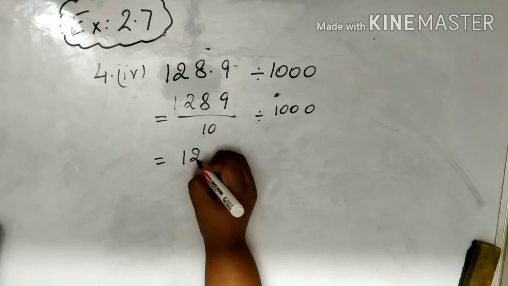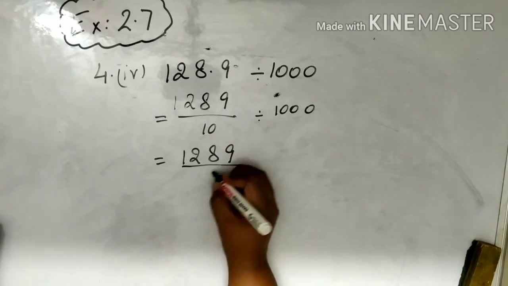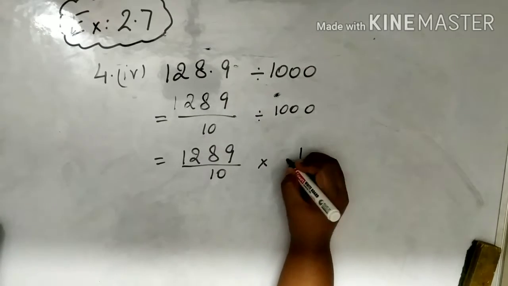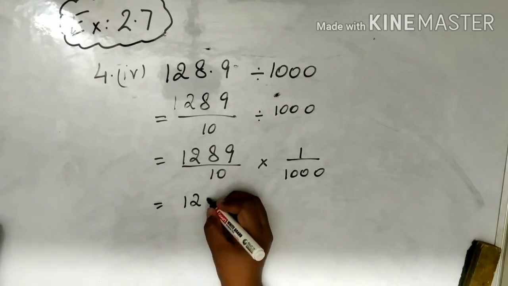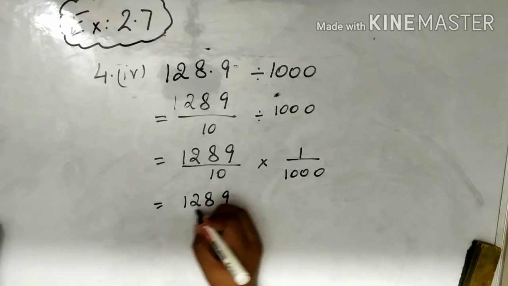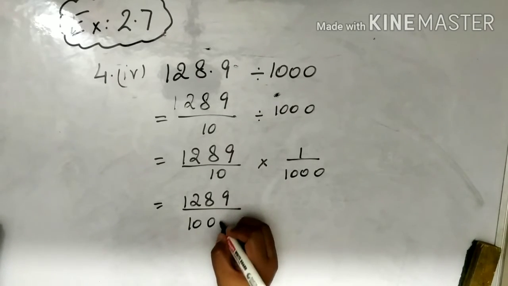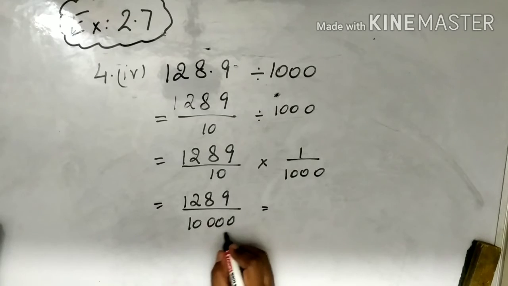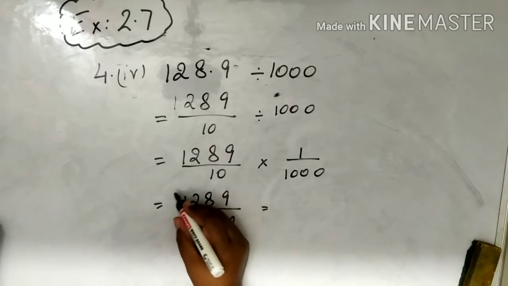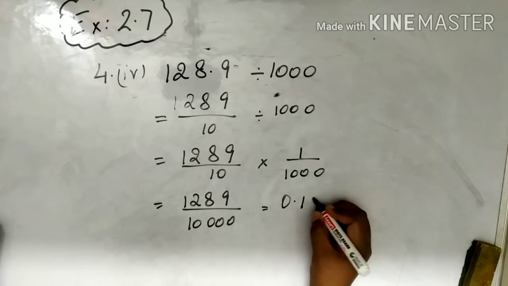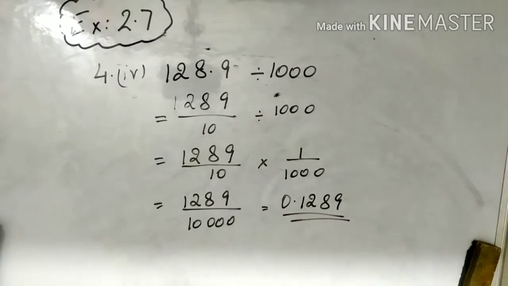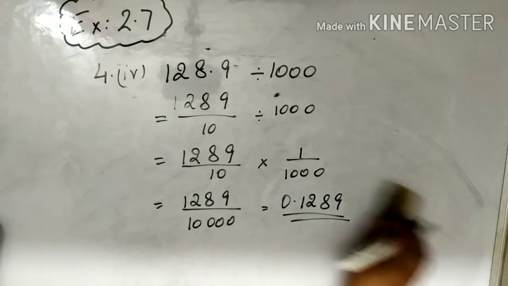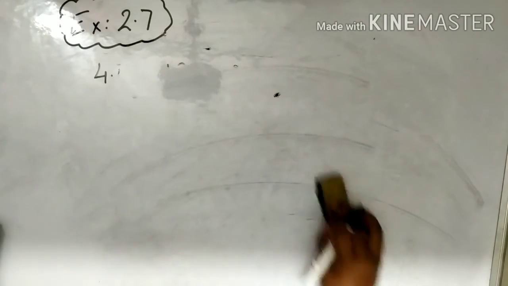Second step will be to make the inverse of division and then do the reciprocal. Answer: 1289 divided by 10,000. How many zeros? 4. The decimal will move 4 places and the answer will be 0.1289. Right? Now let's do the fifth part.